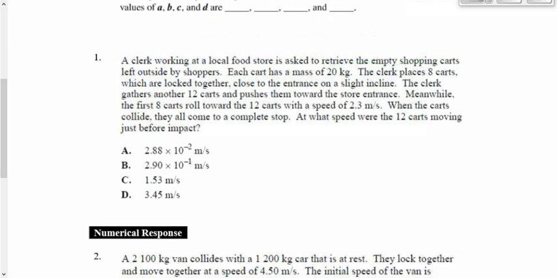Okay, let's take a look at number 2 now. It says a clerk working at a local food store is asked to retrieve some empty shopping carts left outside by the shoppers. Each cart has a mass of 20. Clerk places 8 carts which are locked together close to the entrance on a slight incline. The clerk gathers another 12 and pushes them toward the store entrance. Now, listen, all of this stuff that's happened so far doesn't really matter. It has nothing to do with the collision per se. Now it starts. It says 8 carts roll towards 12 carts with a speed of 2.3 meters per second.